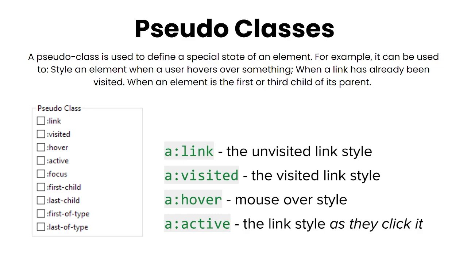Let's dive right in. We're going to be looking at pseudo classes. A pseudo class is used to define a special state of an element. For example, it can be used to style an element when a user hovers over something, when a link has already been visited, when an element is the first or third child of a parent. Let's take a look.